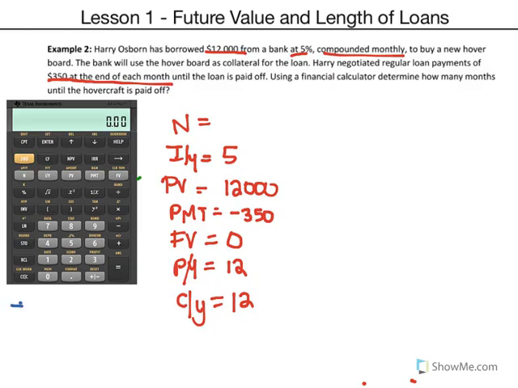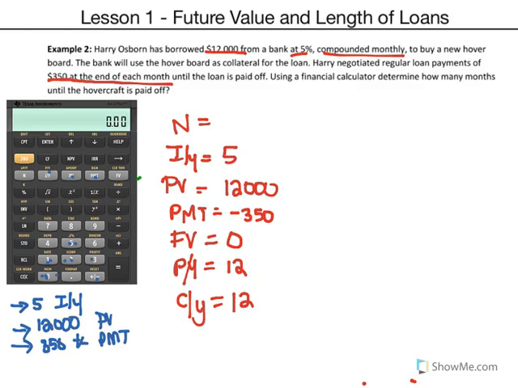We're going to first type in 5 and then IY. Then we're going to type in 12,000, and we'll hit present value. Then we'll hit 350 and then the plus or minus button and then payment. So 350 plus or minus payment. Then we're going to hit 12.